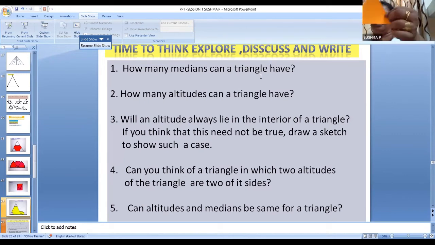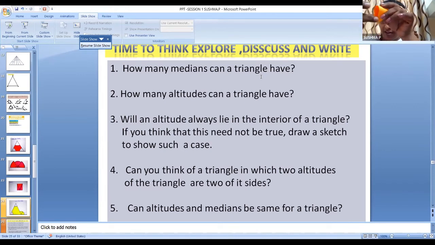Right. So how do you find out the medians of a triangle? What is a median? First of all, let us know. Can anyone just tell me? The line from a vertex to the midpoint of the opposite side. Anywhere on the opposite side? No, the midpoint of the opposite side. So how do you find the midpoint?